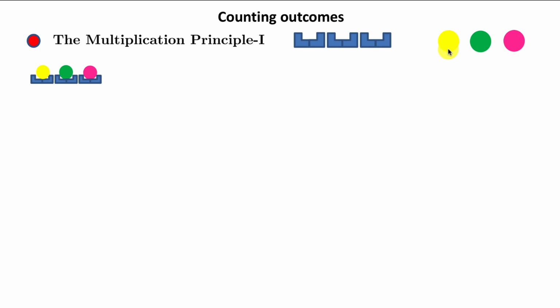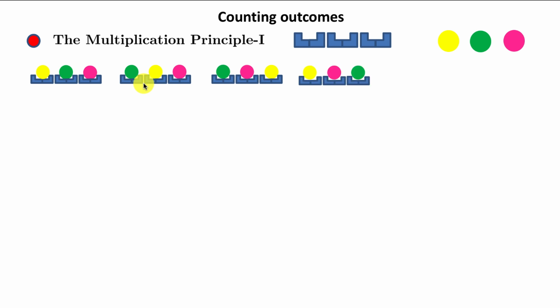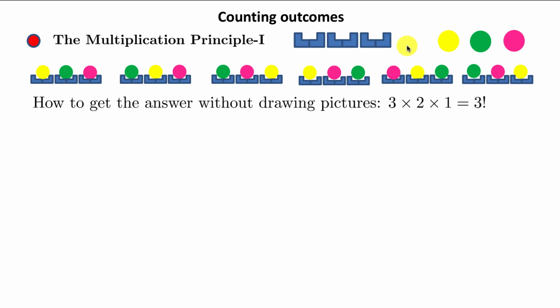Well, I can take the first ball and put it into the first socket over here, put the second ball into the second socket, and the third into the third, and so I get this possibility. But then I can get this, this, this, this, and this. So I have a total of 6 different ways in which I can put these 3 into these 3 sockets. Of course, you can't keep drawing pictures, so how do you do this without that? Well, here's how you do it.